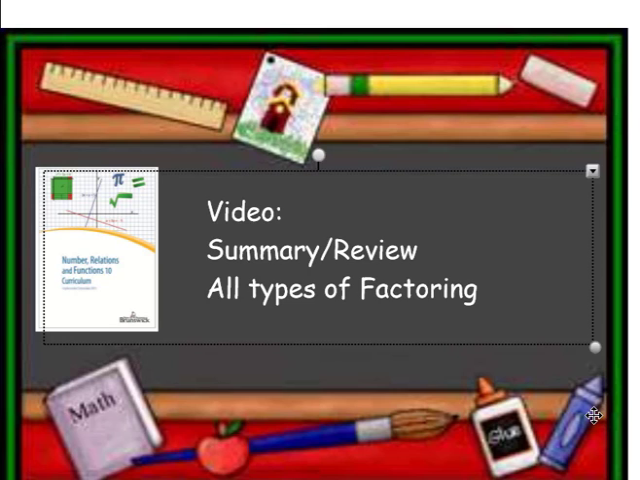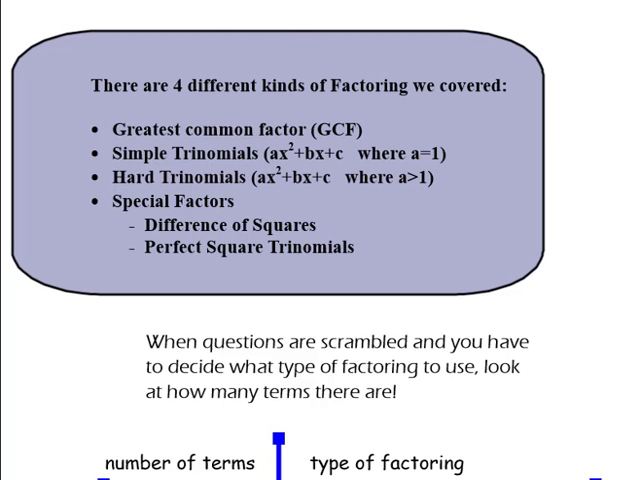So this little video is just a bonus video. It's a summary or a review of all the different types of factoring. The different types of factoring that we looked at were greatest common factor, what I call simple trinomials, when you have an ax squared plus bx plus c where the a is equal to 1. Hard trinomials, what I mean by hard trinomials is when the a value is bigger than 1, and we use the method of decomposition to factor those. And then the last one was special factors, so we looked at difference of squares, that happens when you multiply conjugate binomials, and perfect trinomial squares, that's what happens when you square a binomial.